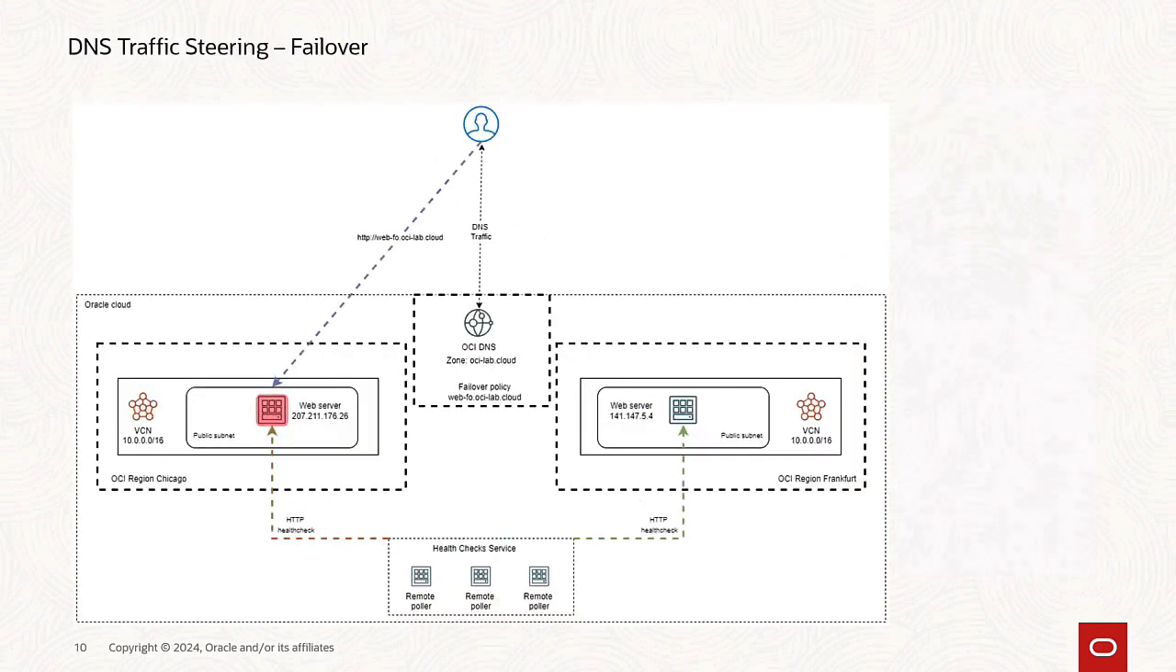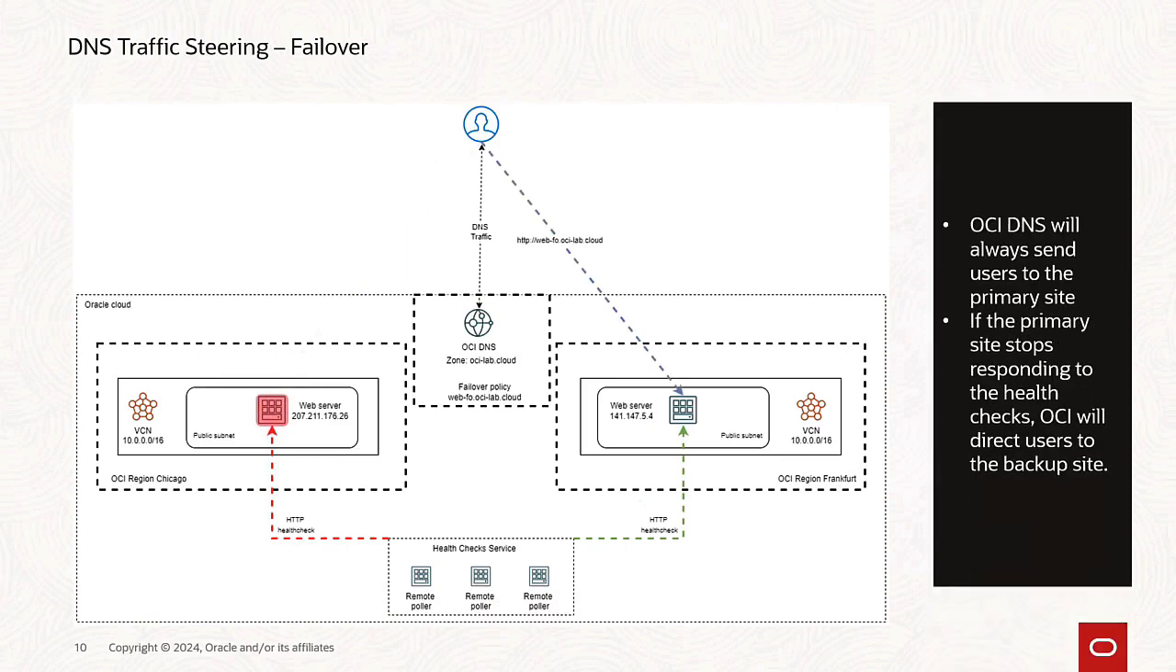The failover policy. Well, in this policy, you have a primary site. In this example, it's Chicago. If that site stops responding to health checks, you see it gets red in this diagram, then OCI DNS will direct all users to the secondary site or the backup site. This is a very common architecture for DR scenarios. You have your primary site with all of your applications. Should that site go down, OCI will automatically direct all requests to the secondary site.